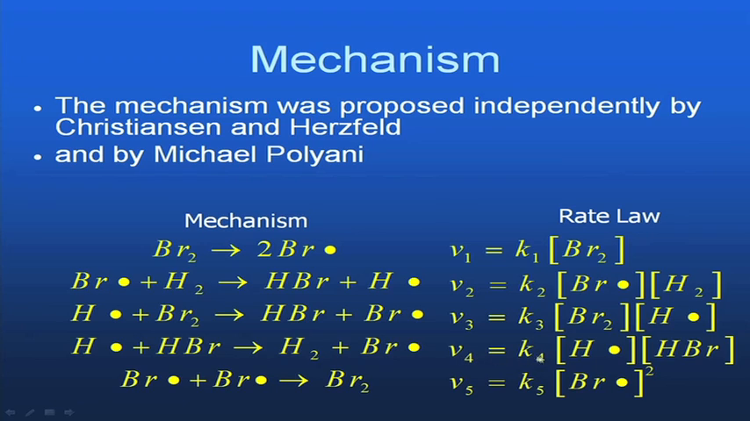The corresponding rate is like this, and then it is the termination, Br dot plus Br dot. That is the back reaction of this, producing Br2. So, the corresponding rate is this. These are the rate laws, and these are the corresponding elementary steps. Since these are elementary steps, the species involved in the elementary step can be directly written in the corresponding rate expression.